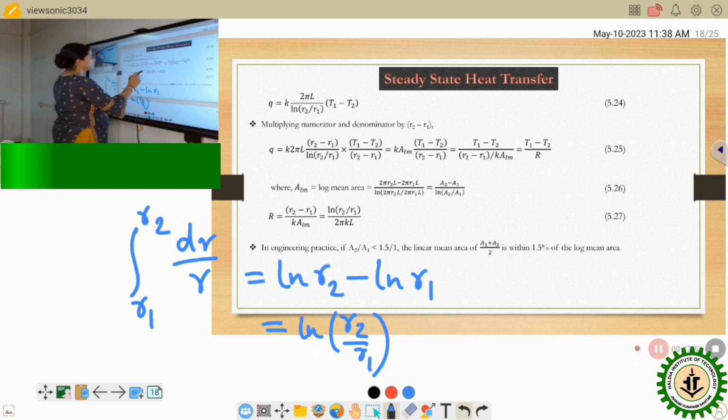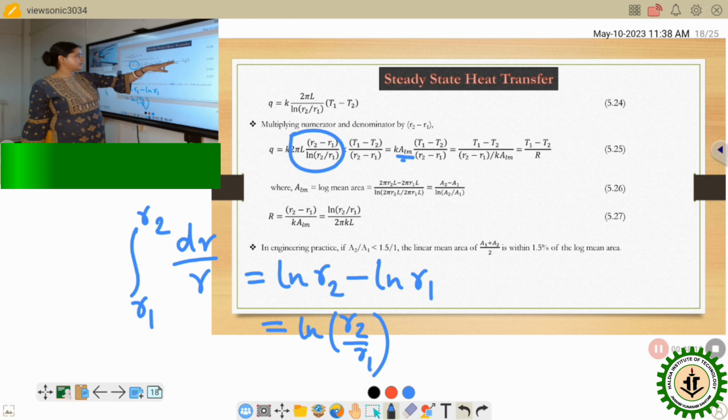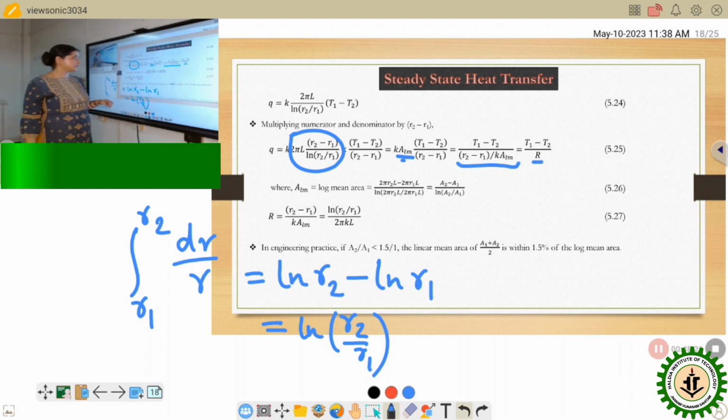So this will give you 2 pi L into R2 minus R1 divided by ln R2 by R1. This total gives you ALM, the log mean area. So Q equals T1 minus T2 divided by R2 minus R1 divided by K ALM. This total gives you the overall resistance. So ALM is the log mean area.